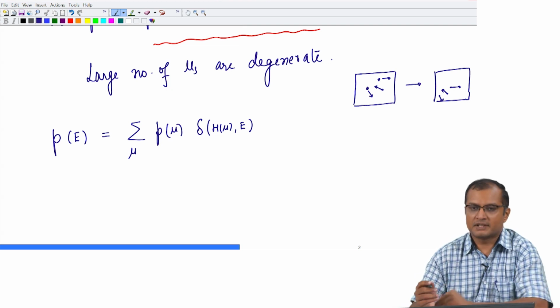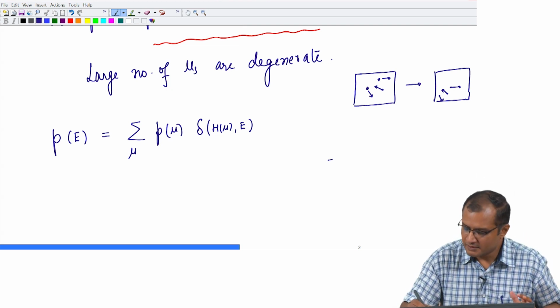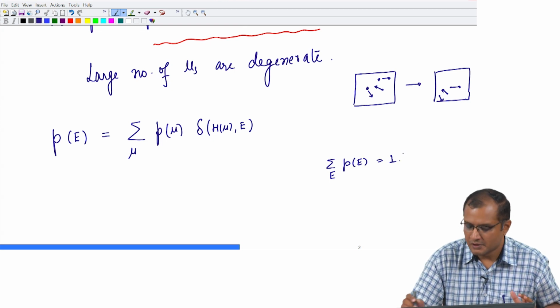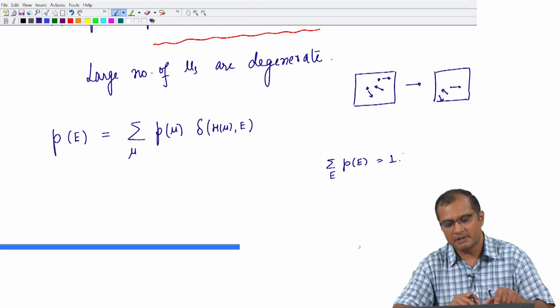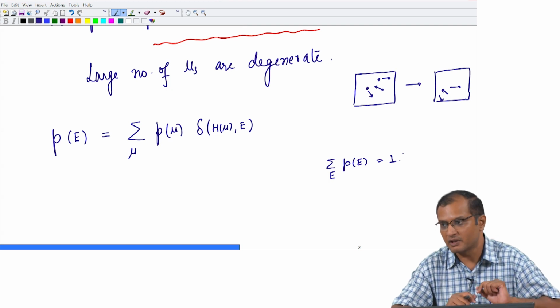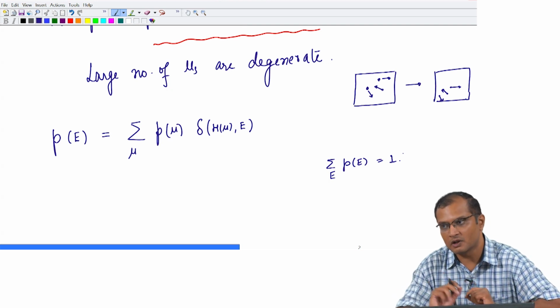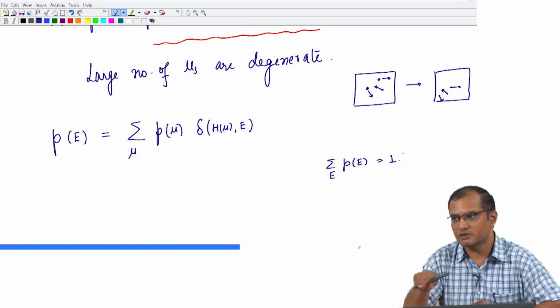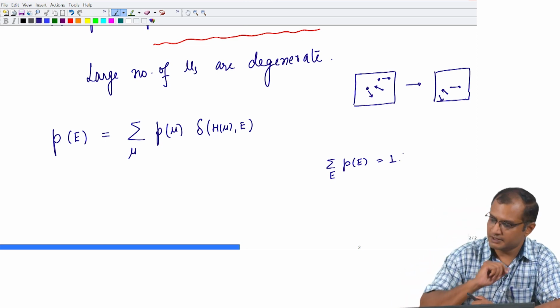So, I know the sum of all E's should be 1. The right hand side simply tells me that I have to sum over all mu and sum over all E. For each E, I will sum over all mu, and that will give me P of E, and when I sum over all E, I should get 1.